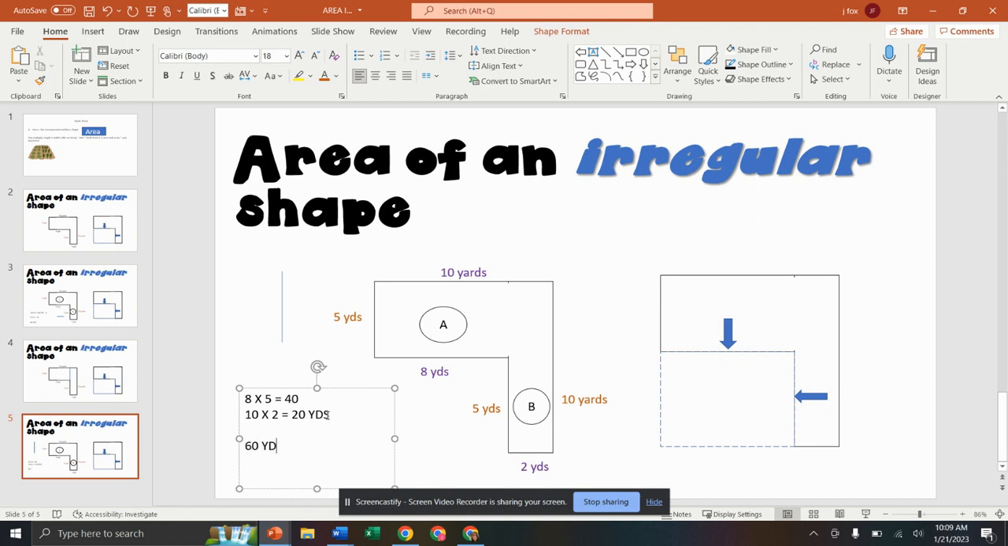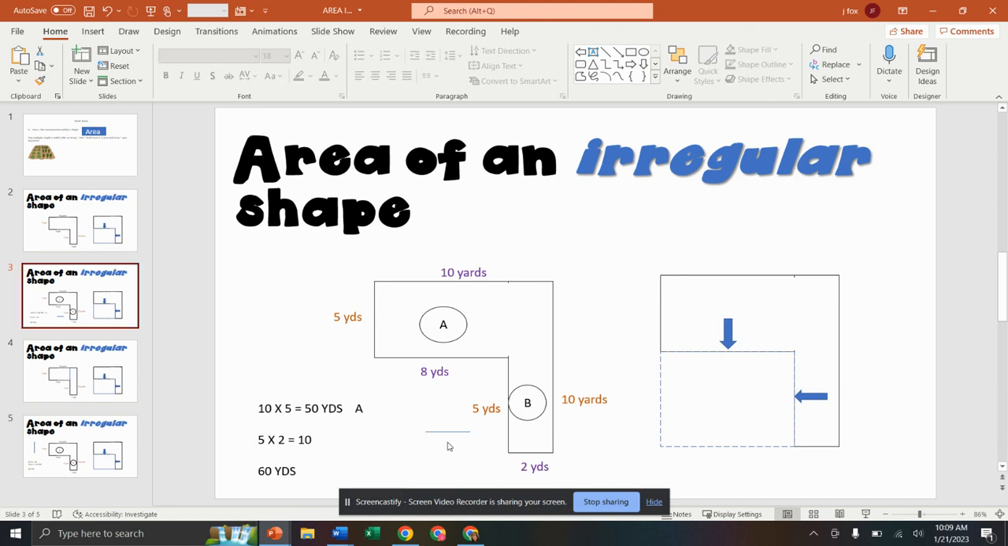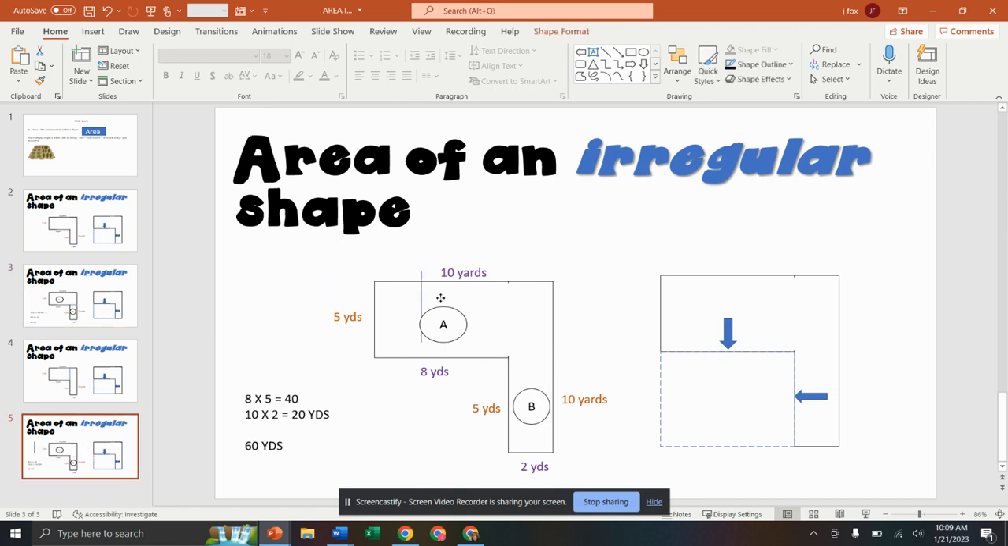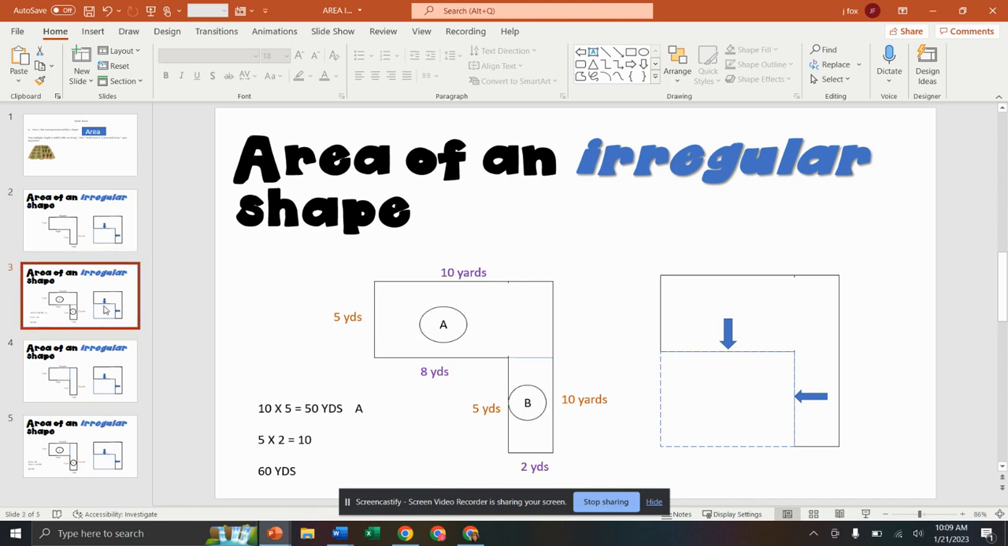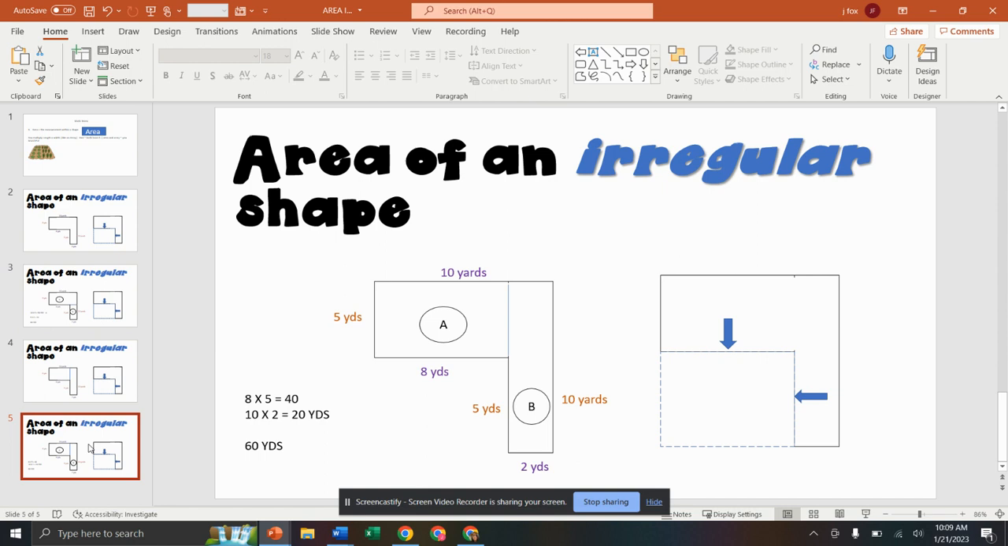Okay. So does it matter which way I split it up? Right? I could have split it up this way, had this rectangle and this rectangle. Or I could have split it up this way. Either way, you should still get the same thing because it's still this shape. You're just breaking it up into smaller pieces to make it easier for you to figure out the area, the inside space. Okay? All right, so we'll try some together.